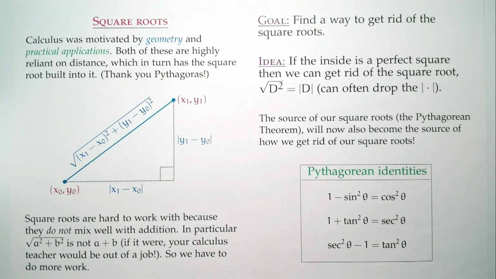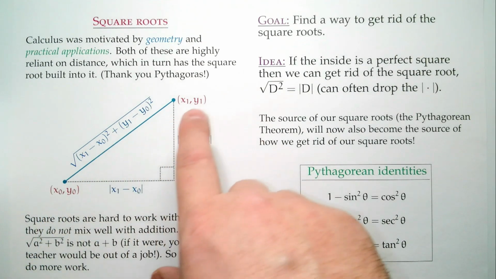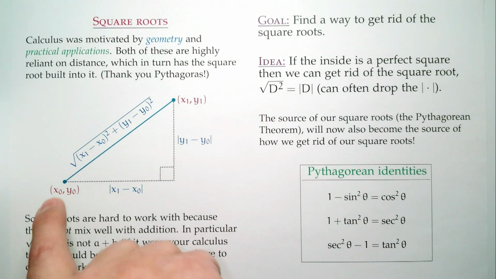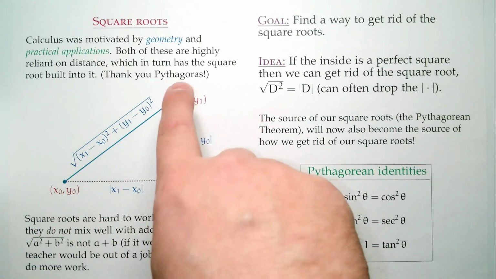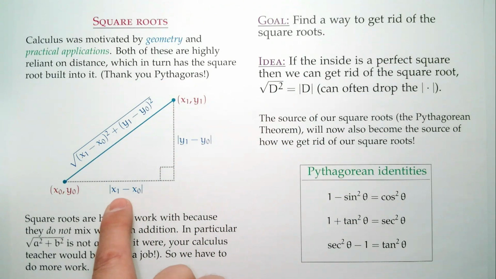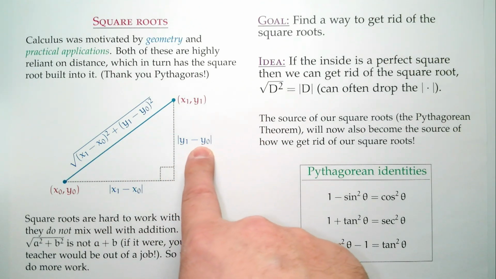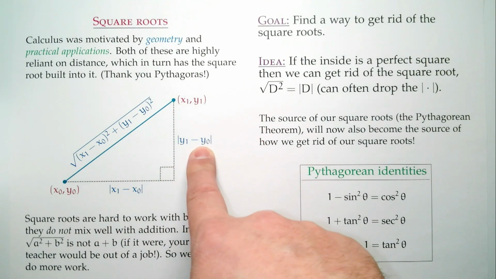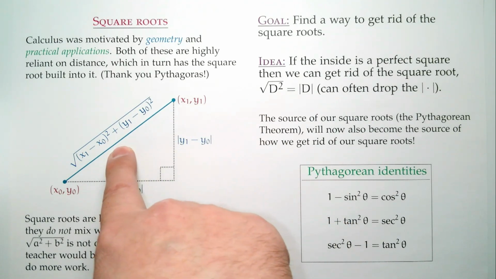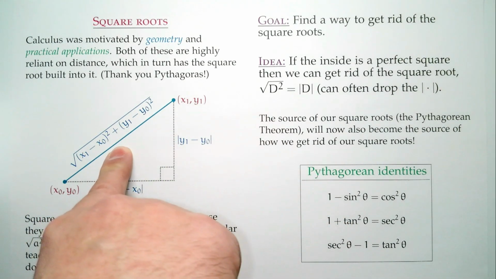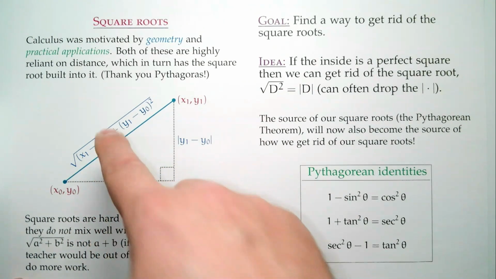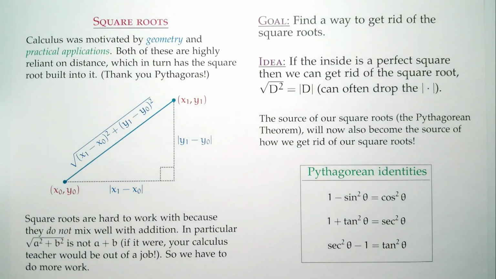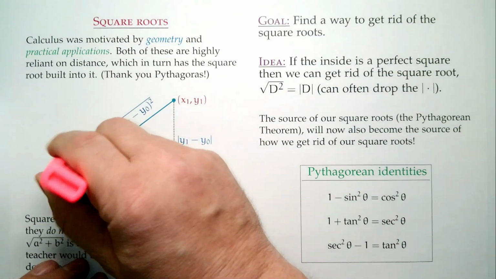So if I have a pair of points, say (x0, y0) and (x1, y1), I can ask, what's the distance between those 2 points? Well, you draw a right triangle. One side, which measures how you change in x, is x1 minus x0. The other side, which measures how you change in y, is y1 minus y0. And so the hypotenuse, which is the distance, is the square root of (x1 minus x0) squared plus (y1 minus y0) squared. And now we see our challenge right here.